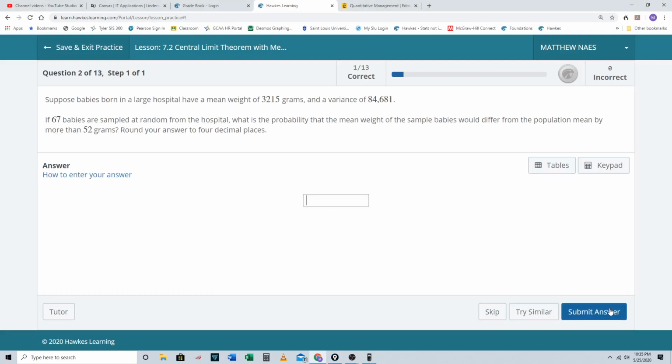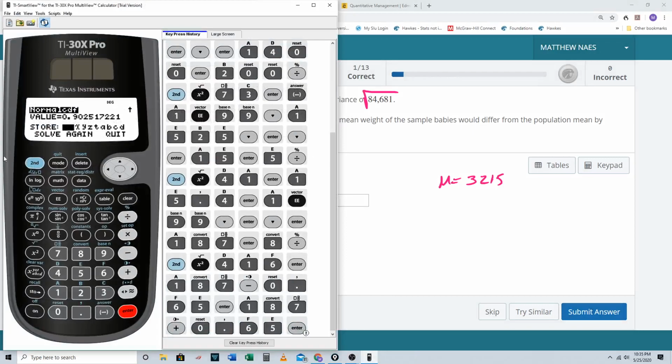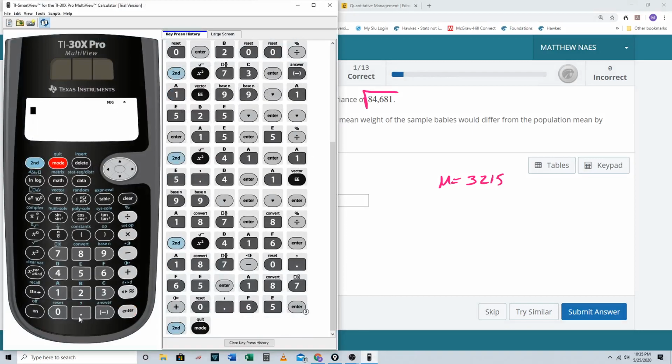All right. Suppose a baby is born in a large hospital with a mean weight of 3215. So I'm going to write on the side, mu equals 3215. The variance, I don't know what that is, but we've got to square root it, so let's go ahead and square root it. Anytime you see variance, go ahead and square root. So second quit, go back home.